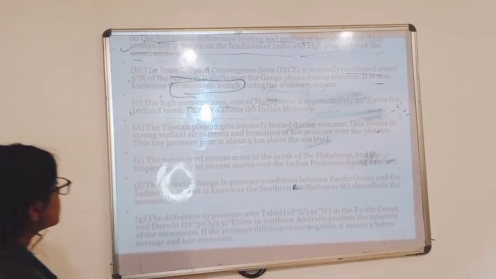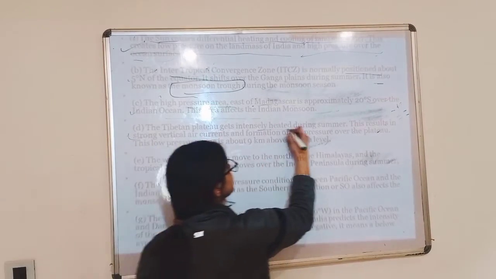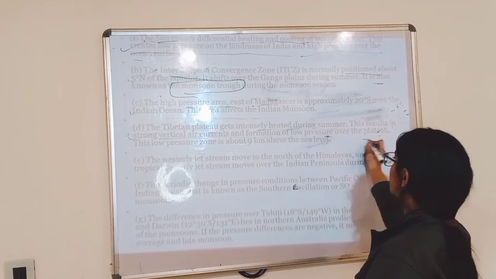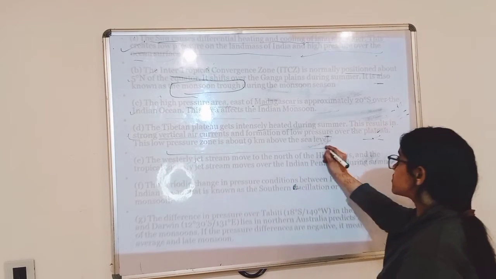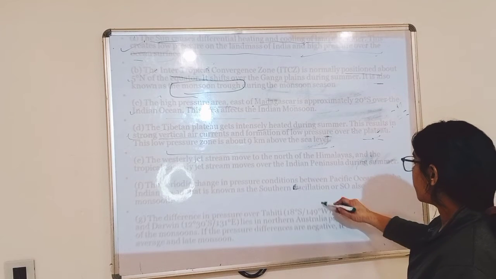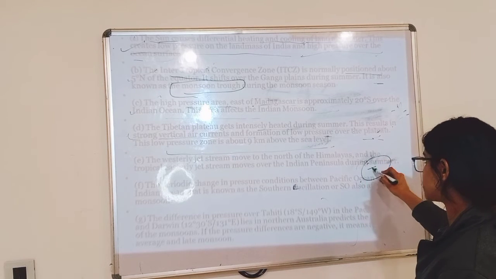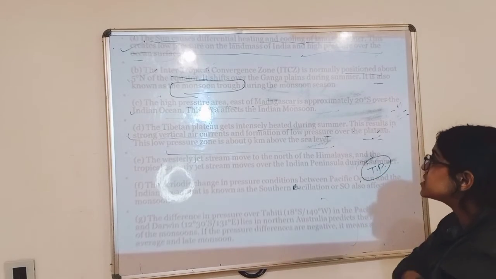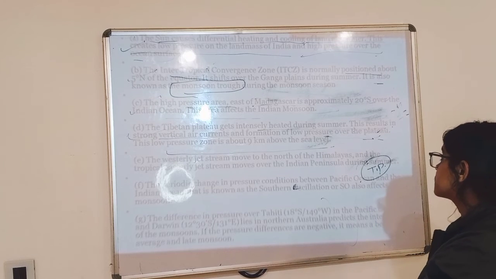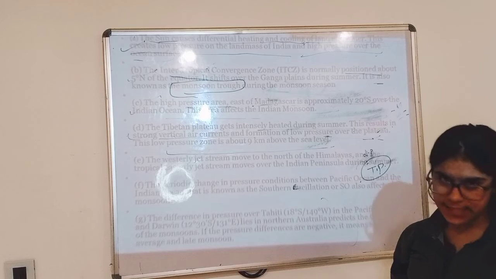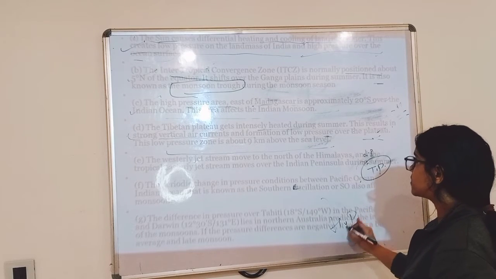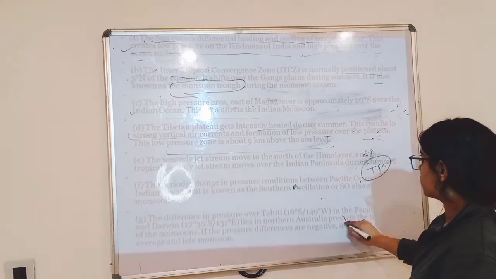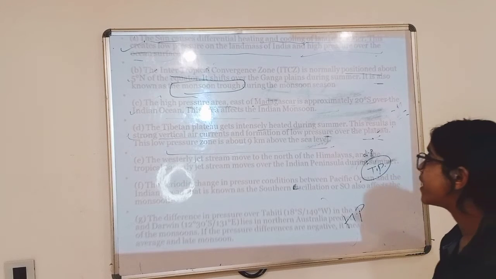Well, the Tibetan plateau gets intensely heated during the summer. This results in strong vertical currents and formation of low pressure over the plateau. The low pressure zone is about 9 kilometers above the sea level. So see, India yahan pe hai and here lies the Tibetan plateau. Okay? The Tibetan plateau gets intensely heated during the summer due to which it forms a low pressure on itself. And either oceans again high pressure hai, right?